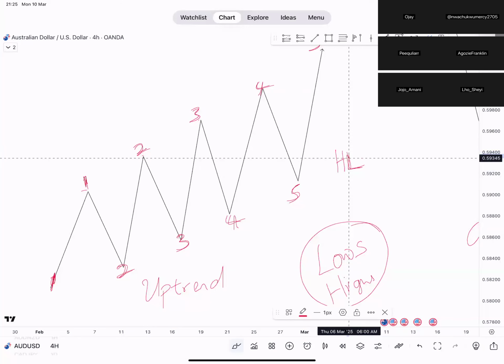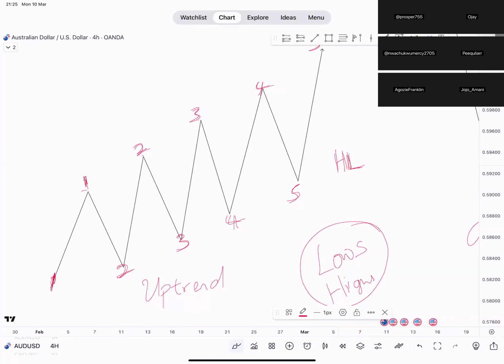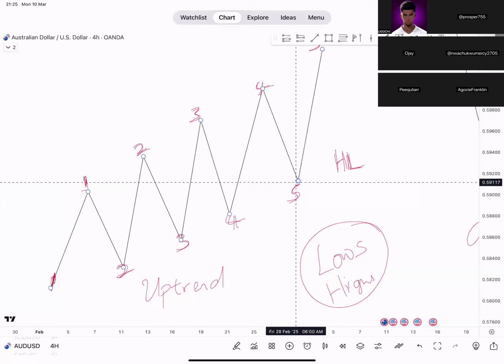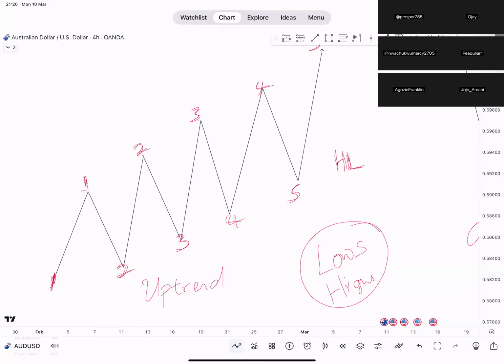The lows are called what? Higher lows. Why are the lows called higher lows? Because you can see that each new low is always higher than the previous low. If I should draw low 6 now, right? This is what it's going to look like for price to continue with an uptrend.